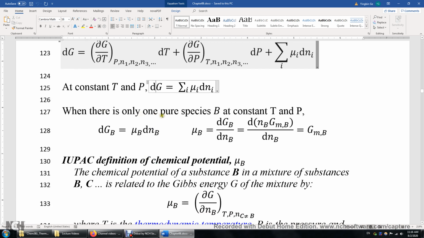Now again, when there is only one pure substance B, we have this equation under constant temperature and pressure. Now you can see mu sub B is dGB over dNB, and GB is simply the number of moles of B times the molar Gibbs energy, and we just proved mu B is equal to the molar Gibbs energy of B. So if you have only one pure substance, the chemical potential is simply the molar Gibbs energy of that substance. But if you are looking at a mixture, for example of two gases, this mu does not only depend on the molar Gibbs energy of that species, it also depends on the mole fraction of the species.